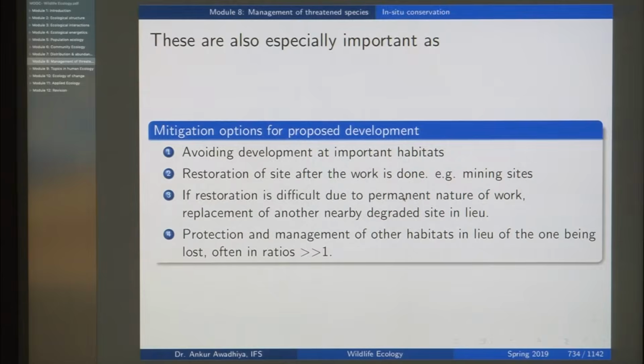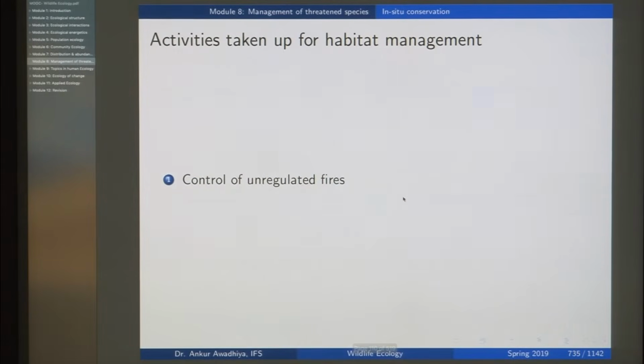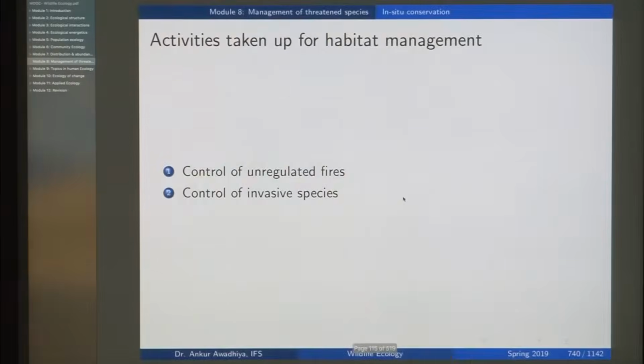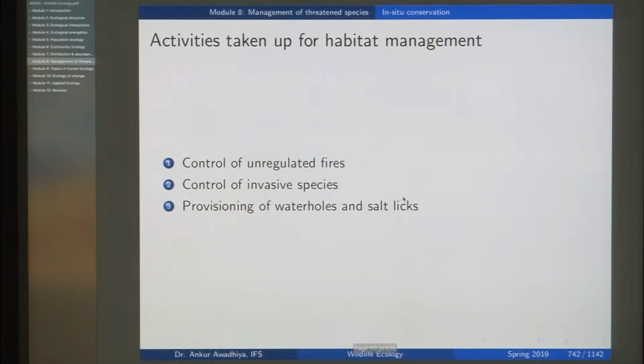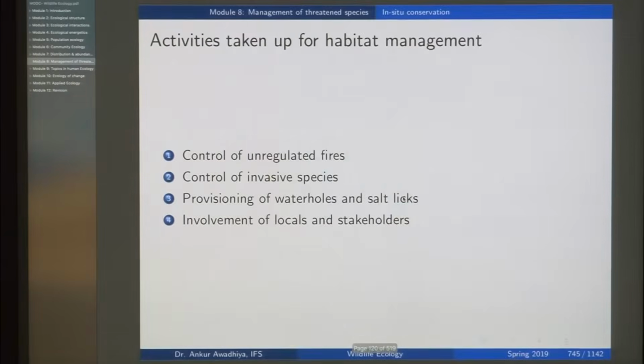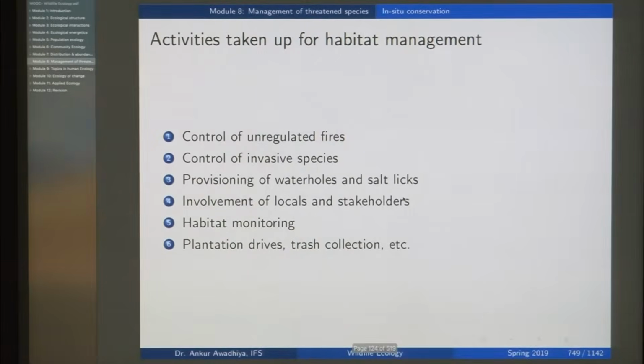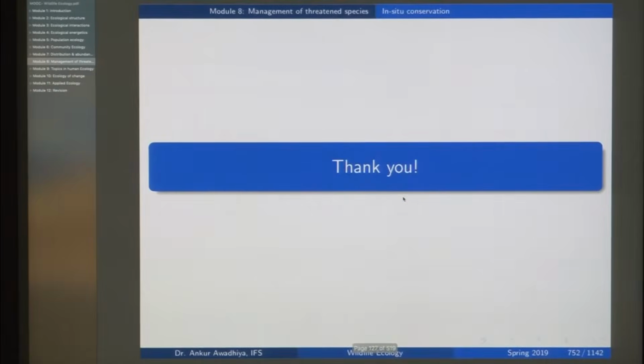When you have a proposed developmental activity, you can avoid development in certain areas, you can restore it, or you can go for replacement, or you can go for protection and management of other habitats in lieu of the one being lost, often in ratios that are very much greater than 1. Next, we looked at certain activities that we do for habitat management: control of unregulated fires, control of invasive species, provisioning of water holes and salt licks, involvement of locals and stakeholders, habitat monitoring, plantation drives, trash collection, etc.